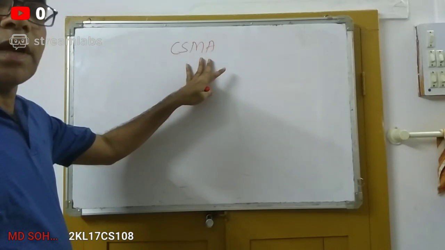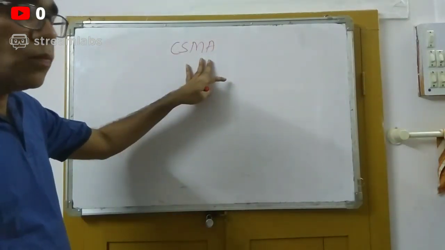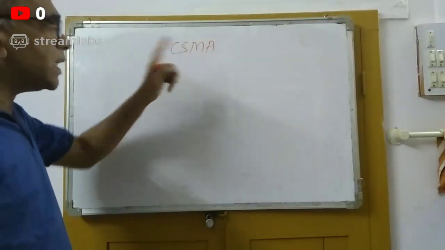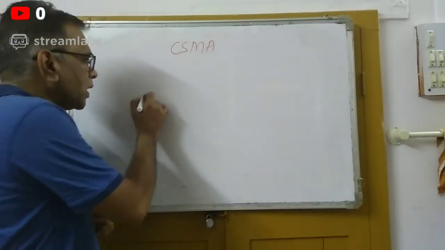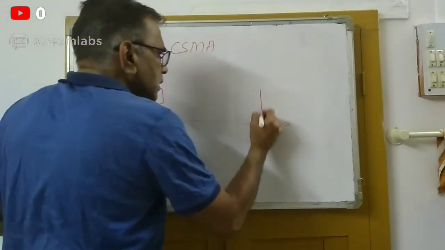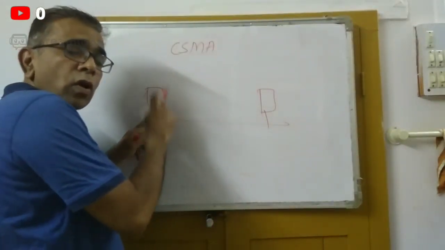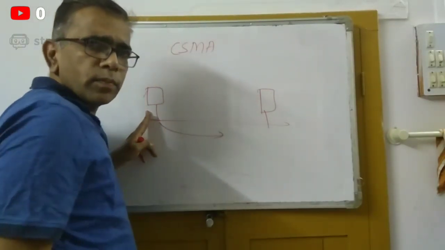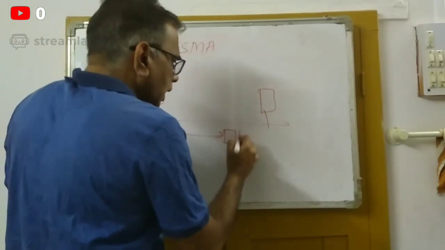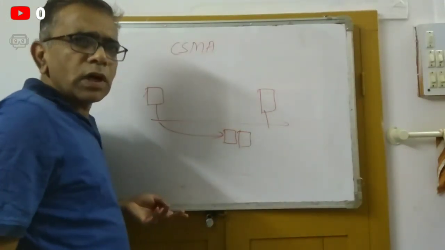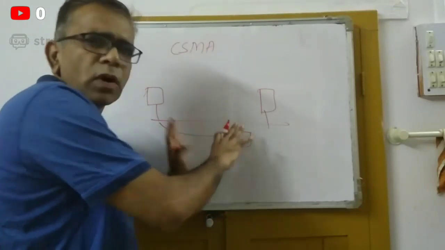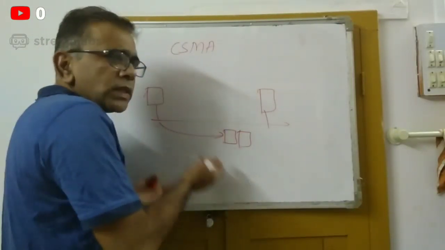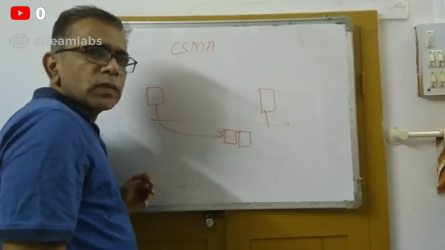But I want an ability that the moment a collision is detected, the station should back off from transmission. In CSMA, we have not added that ability. What happens if the station notices? Since we are not talking of noticing a collision, it keeps on sending the frame. Even if a collision occurs, it keeps on pushing the bits of this frame. So there is simply a wastage of time.